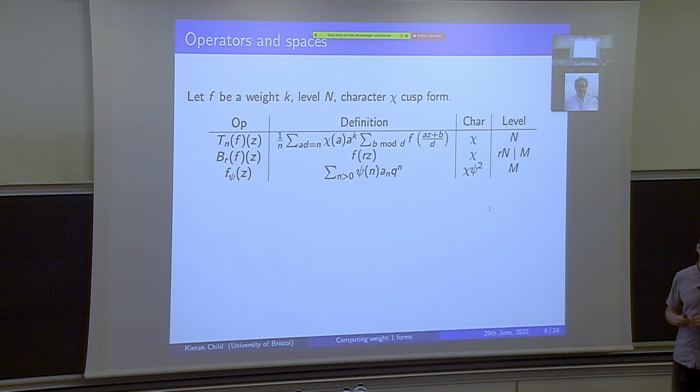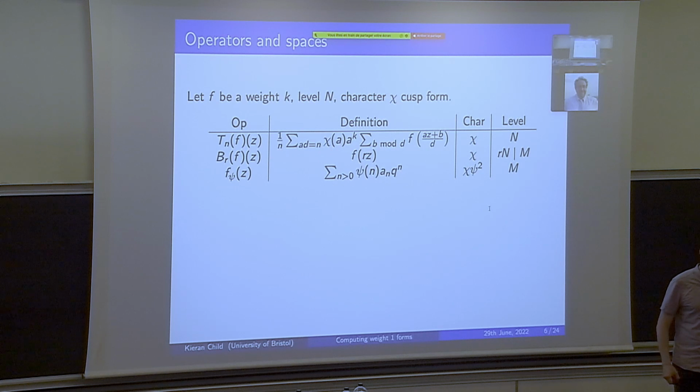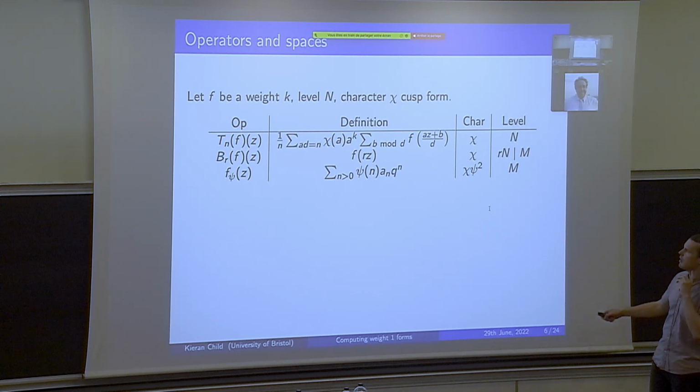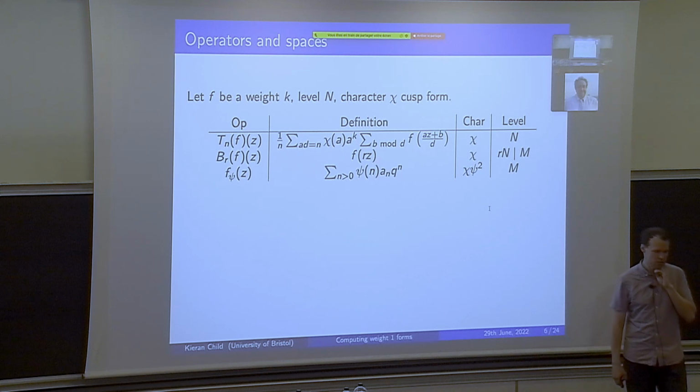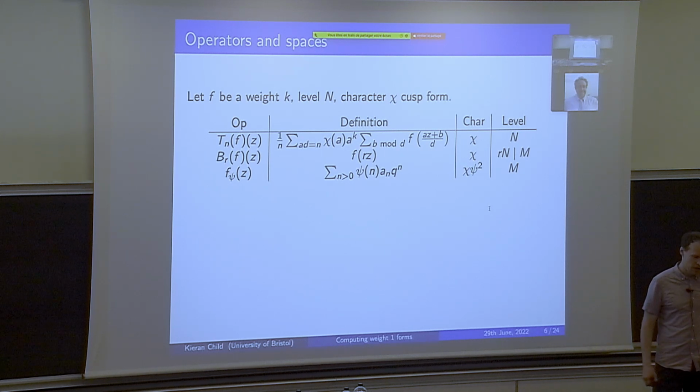Some operators and spaces. So firstly, just these operators. I'm going to be using the Hecke operators. I'm going to be using lifting operators, and one maybe slightly less common, I'm going to be using these twisting operators. So Hecke operators you'll be familiar with, defined like this. This is full generality, like Iwaniec kind of notation. Lifting operators, it's just f of rz instead of f of z. And then twisting operators, we multiply the nth Fourier coefficient by psi of n for some Dirichlet character psi.